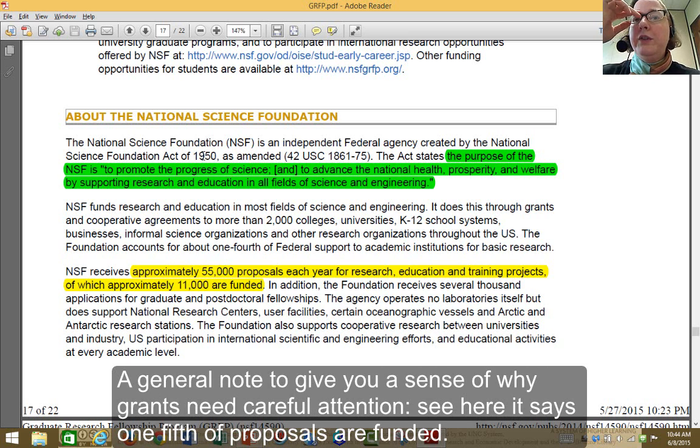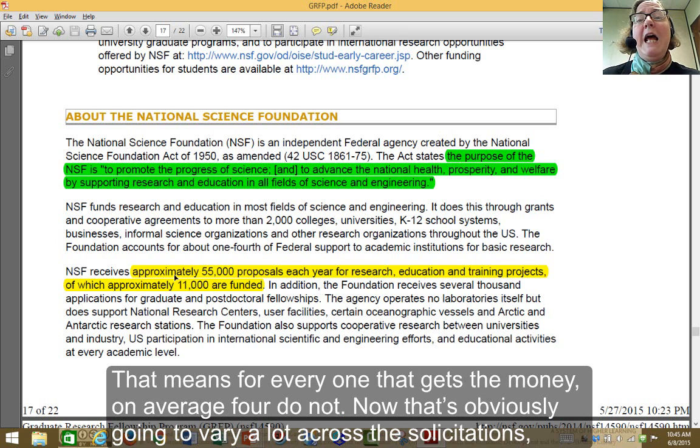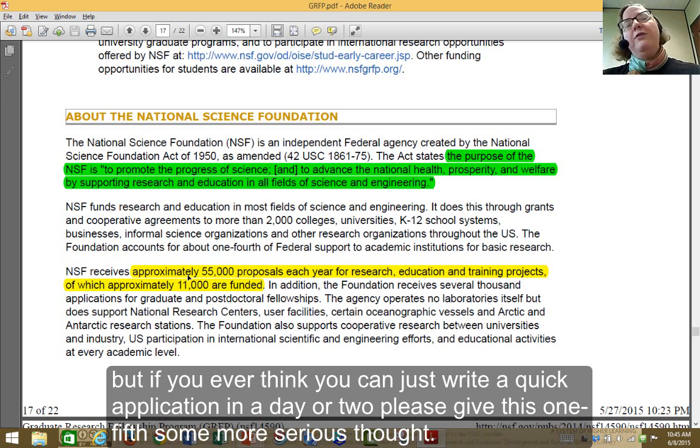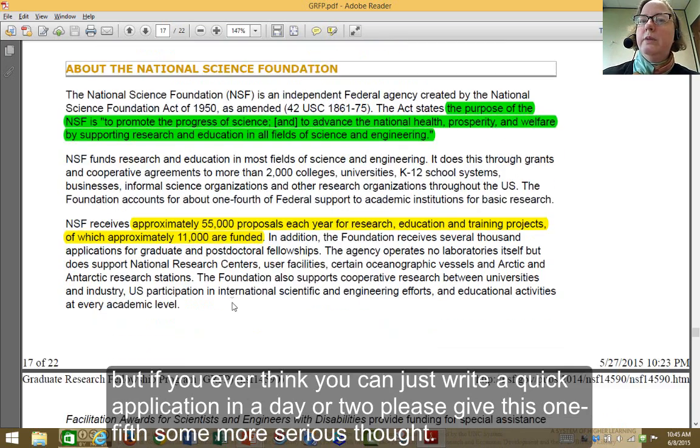A general note to give you a sense of why grants need careful attention. See here, it says 1/5 of proposals are funded. 1/5. That means that every one that gets money, on average, 4 do not. Now, that's obviously going to vary a lot across the solicitations, but if you ever think you can just write off a quick application in a day or two, please give this 1/5 some more serious thought.